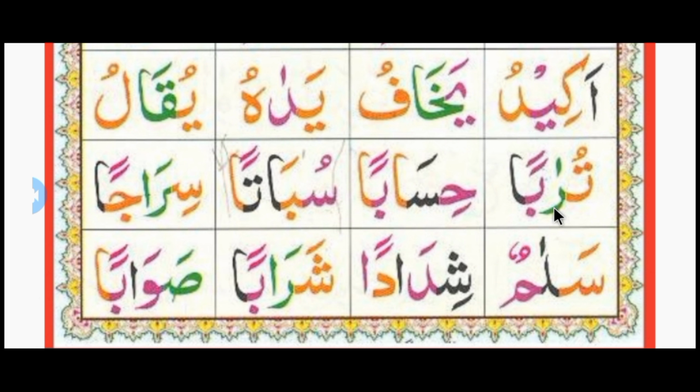And one thing more about Ra, when Ra has fatha or dhamma or standing fatha or standing dhamma or two fatha or two dhamma, we will make it bold. Otherwise, with kathra, standing kathra and two kathra, Ra will not be bold. So that's why we have to make it bold right now.